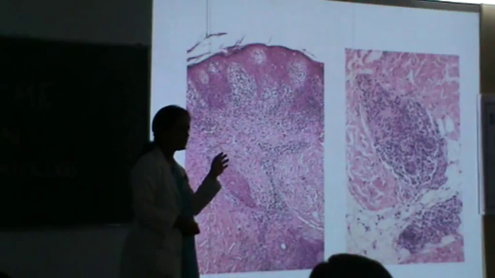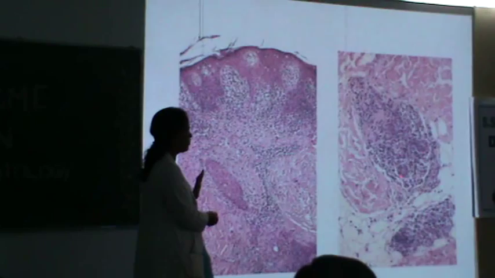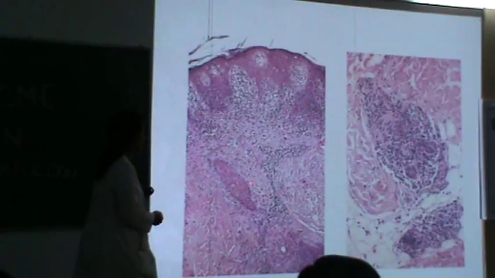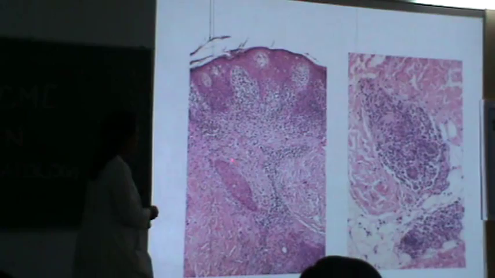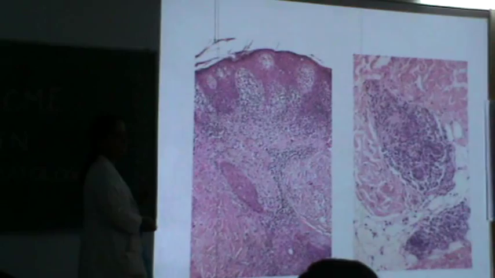So we are seeing the subcutaneous fat here. This is a deeper dermis. This is peri-adnexal inflammatory infiltrate. So even here you can make out around the hair follicle. So not just in the papillary dermis, even in the reticular dermis.